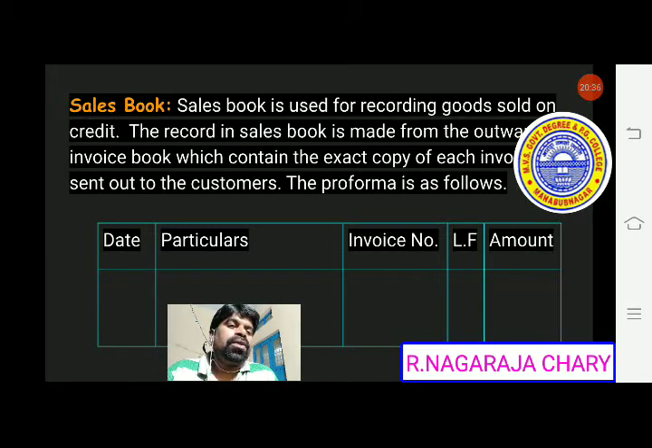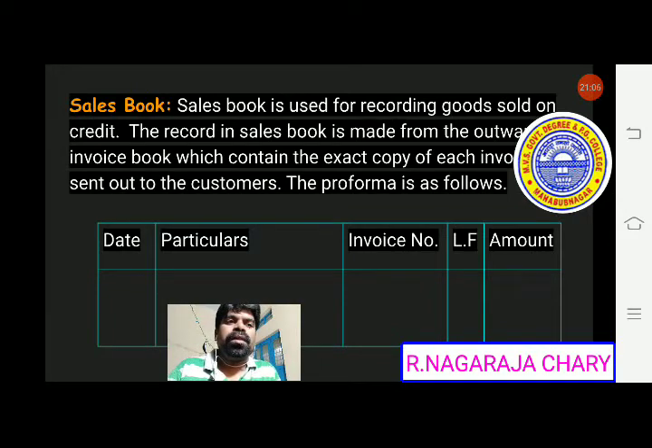Next, ledger folio. What is the page number? We have to write how much amount we sold. Like that you have to enter all the information regarding sales. In the same way, we have to write all the information. Here only sales information, credit sales information, is given to us. Okay, this is the information, right.